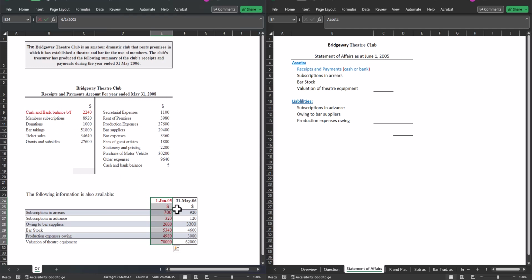Now, the next task is simply to divide those items into assets and liabilities. Of course, the receipts and payment account balance, because it's on the debit side, it will be considered an asset. Subscription in arrears, meaning monies owed by members as part of the membership fee, that's also an asset, similar to debtors or accounts receivable. Bar stock, that is also an asset. And the valuation of theater equipment, normally a non-current asset, altogether $78,280.